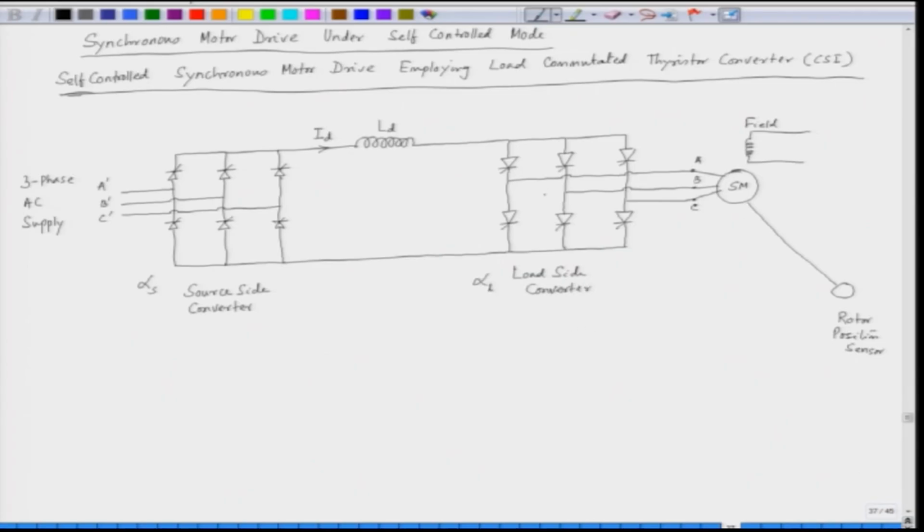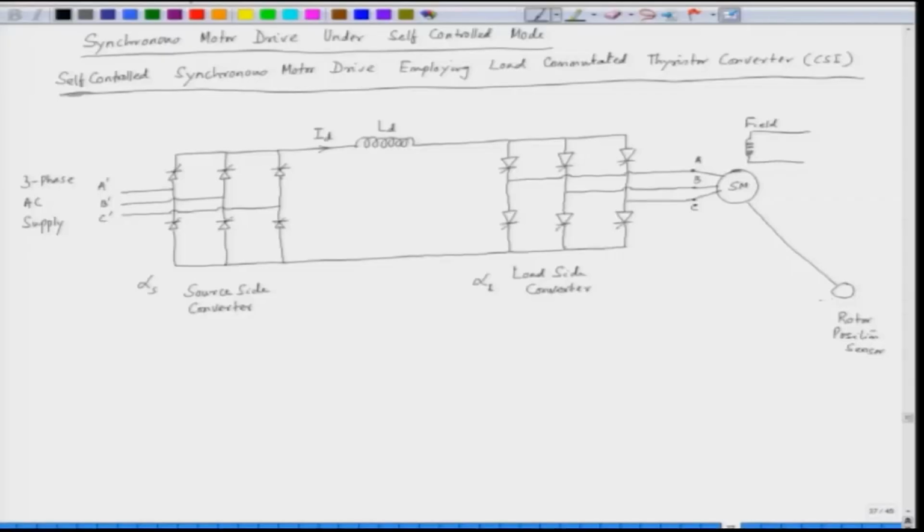The load side converter is triggered with the information from the rotor position sensor, because the rotor and the stator of a synchronous machine have to be perfectly synchronized. That is the principle of self controlled synchronous motor drive. So, in this case we get the information from the rotor position sensor.